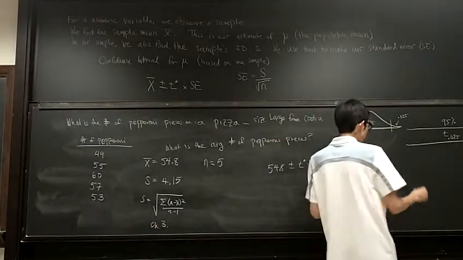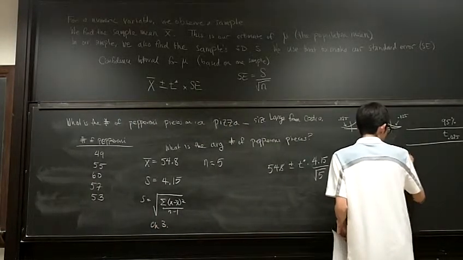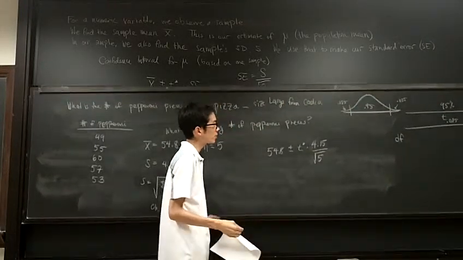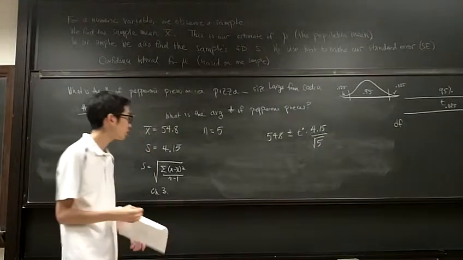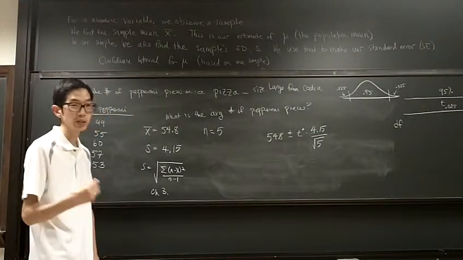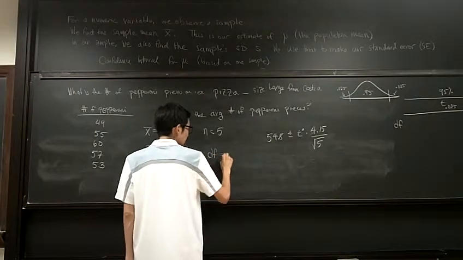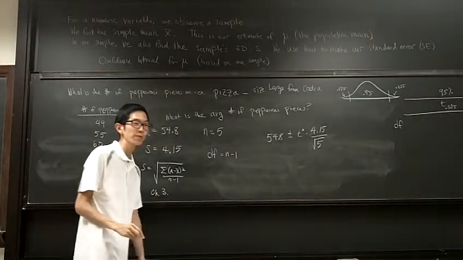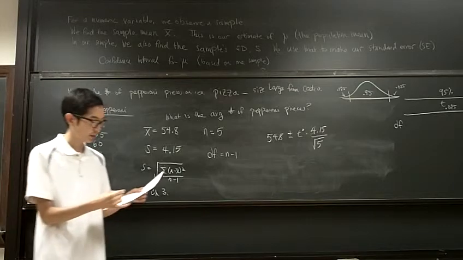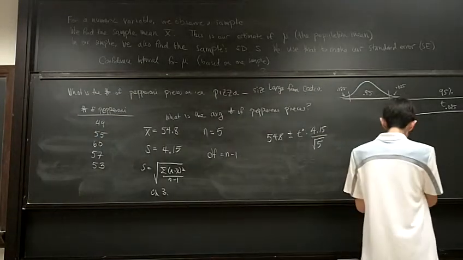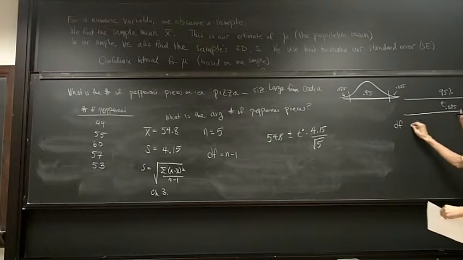The row that I use is I've got to figure out something called degrees of freedom. Okay? Degrees of freedom is equal to n minus 1 when we're dealing with one sample. Okay? So my degrees of freedom is equal to n minus 1. So I'm going to have 4 degrees of freedom. So what is the T that I'm going to use here? 2.776.